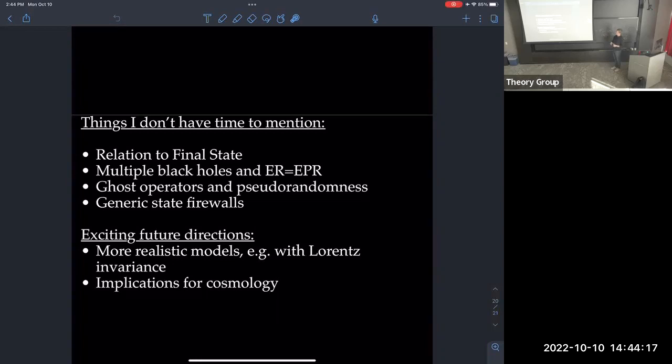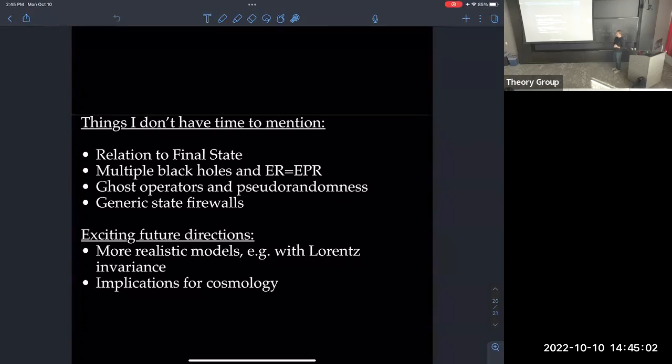We can connect this to a paper by John Preskill and others, if you're familiar with it, talking about codes in which you could see the interior of a black hole that involved pseudo-randomness and what they called ghost operators. Our story connects to theirs, and maybe goes a little further. We could talk about what our model predicts about the generic state firewall paradox. It makes interesting predictions, but you could always tweak our models to make a different prediction. So I would say ultimately it's agnostic about how that paradox is resolved.